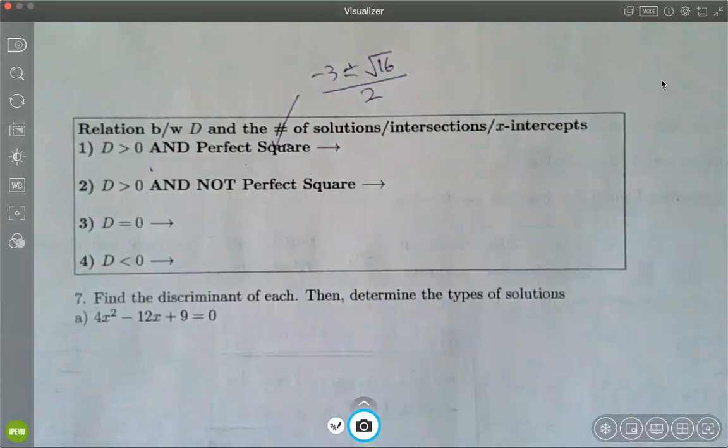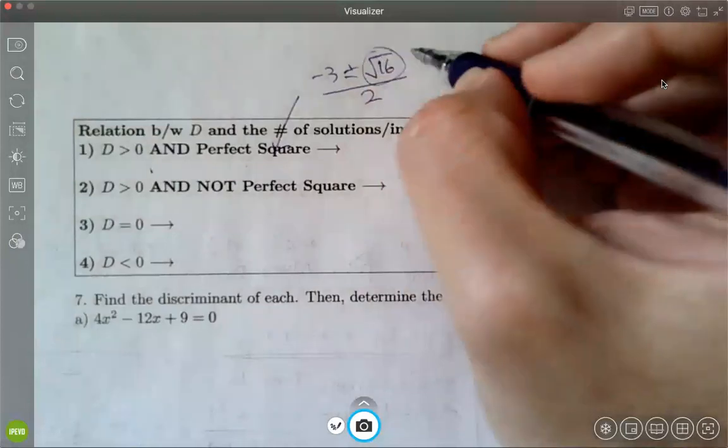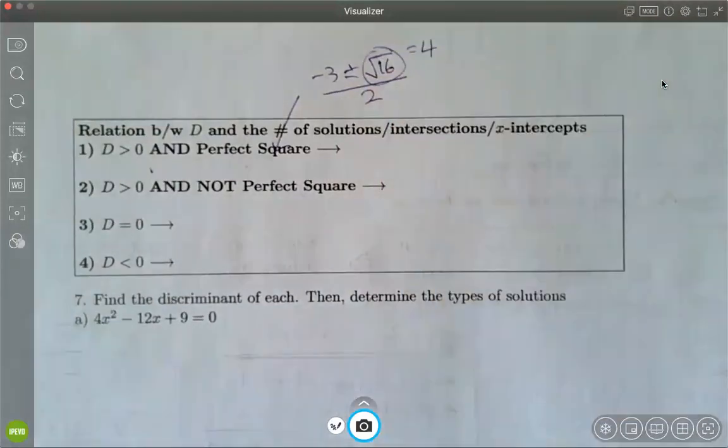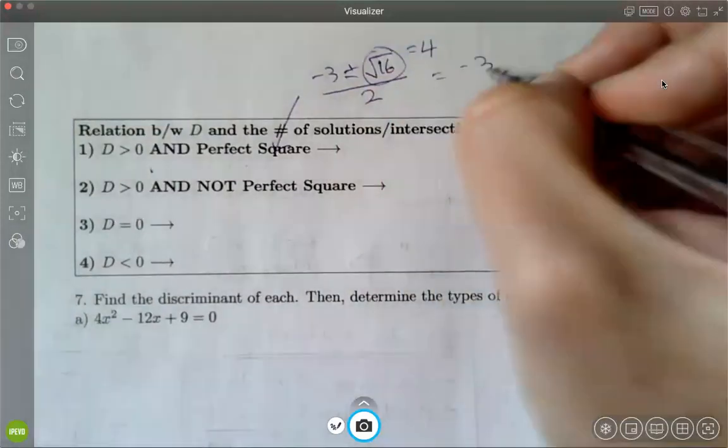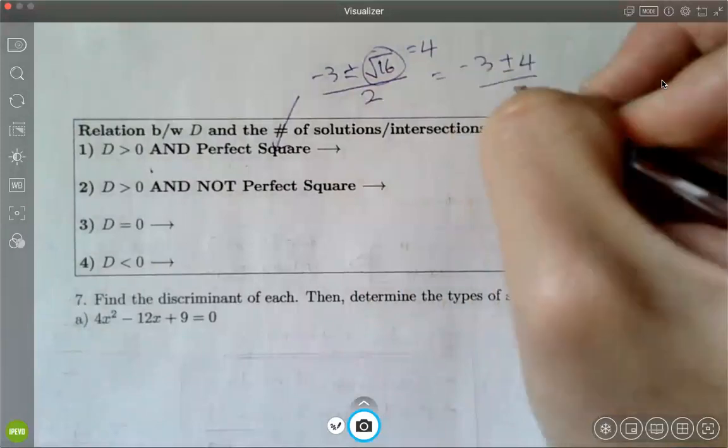Okay, so something like this. The discriminant, the number under the square root, is positive and it's a perfect square, for example 16. Now in this case, you can remove the square root, right? So you have negative 3 plus minus 4 over 2, for example.